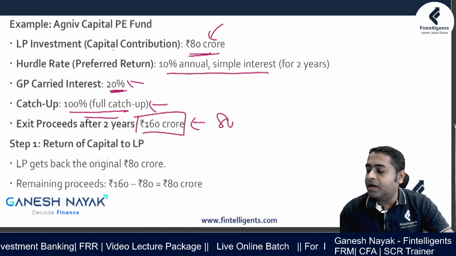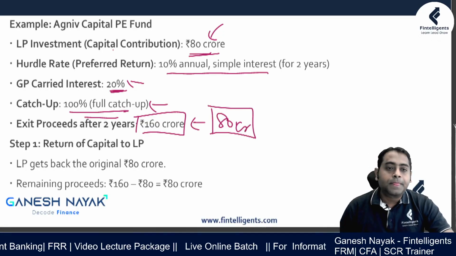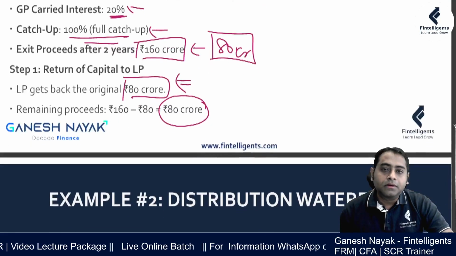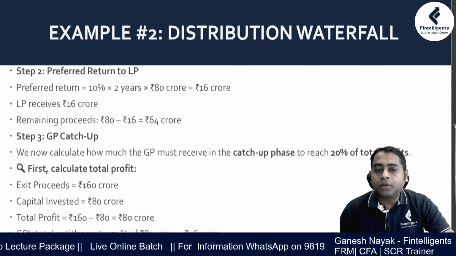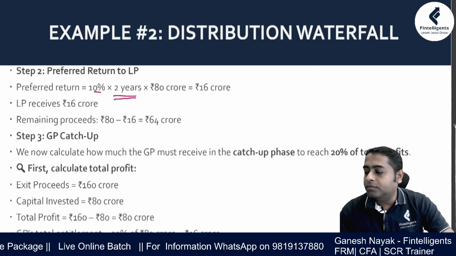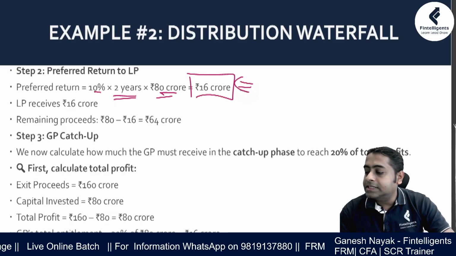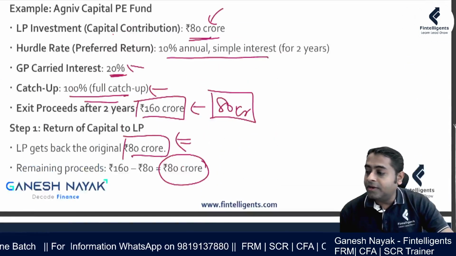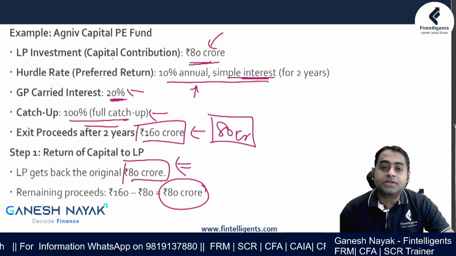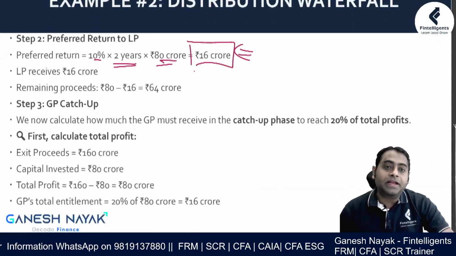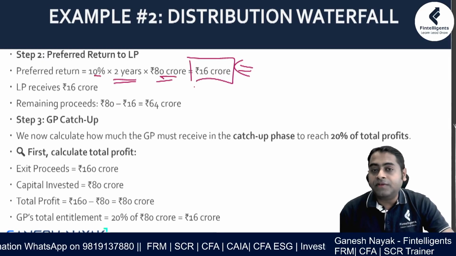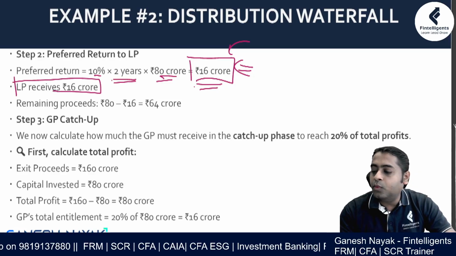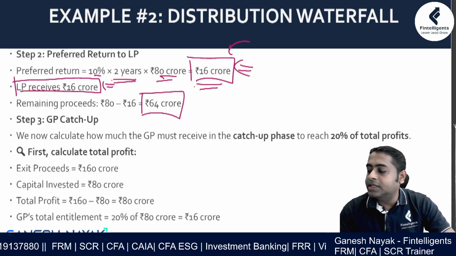Now, do you realize how much we have made? 80 crore as profit. The initial investment of 80 crore is paid back to the LP. This is the pure profit, which has to be split now. 10% into 2 years into 80 crore comes to around 16 crore. Because if you look at the structure, we have mentioned 10% on an annual basis, and it's simple interest. So for every year I should be getting 10% of the initial invested amount. That comes to around 16 crores. This is the hurdle rate which the LP is going to receive. So now we are left with only 64 crore.